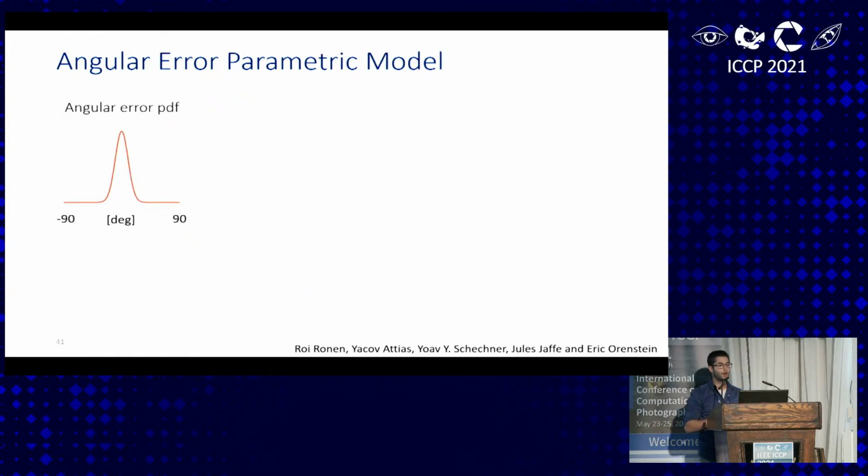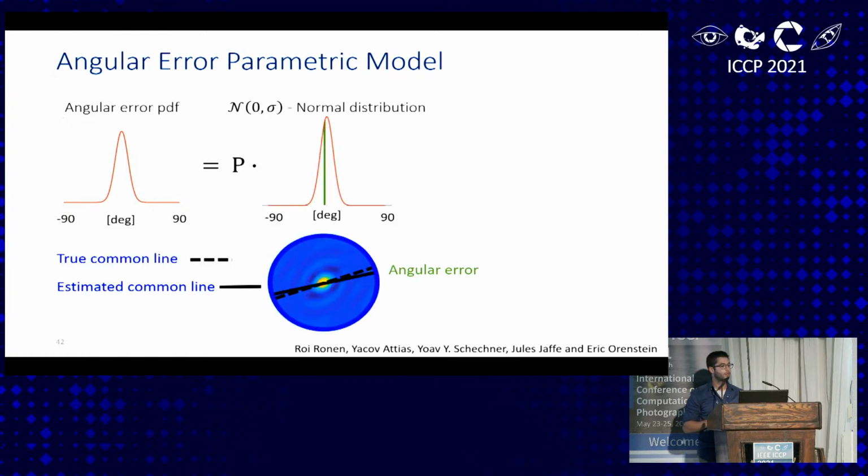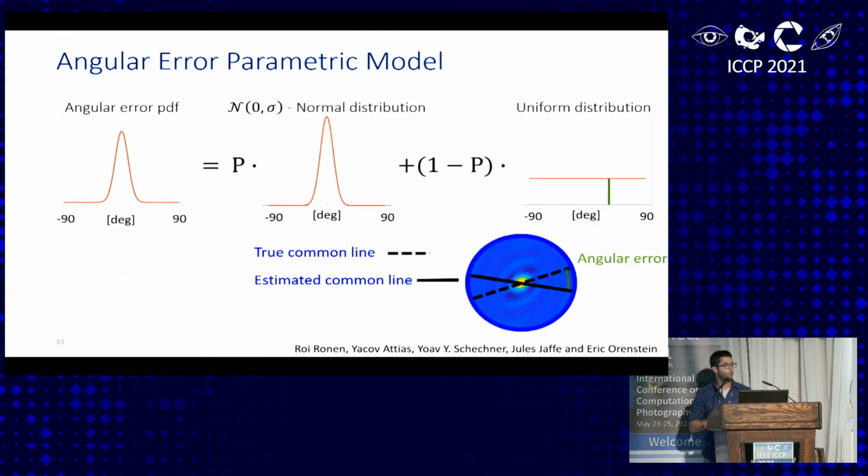We model the angular error PDF as a composition of two PDFs. With probability P, the error is drawn from a normal distribution with zero mean and standard deviation sigma. Here the error is small, therefore the relative 3D rotation was estimated well. While with probability 1 minus P, the error is drawn from a uniform distribution, meaning the relative 3D rotation was estimated badly.